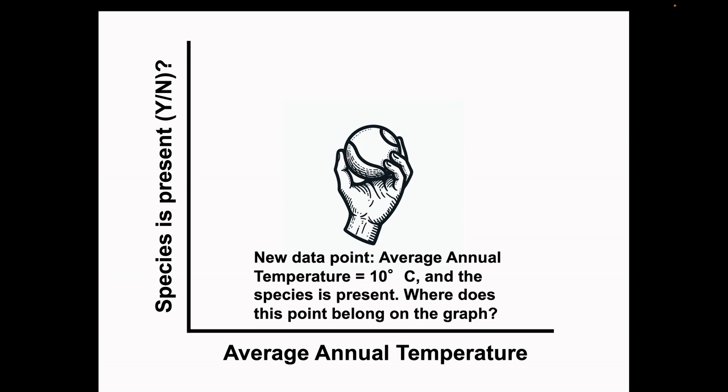So take a look at your screen here for a second and think about that. You may have recognized that it's not apparent how we would put this data point on our graph. You're used to thinking about graphs in terms of the x-axis being a continuous variable and the y-axis being a continuous variable. But species presence, which is a yes or no, is not a continuous variable. So it's not clear where we would put our data point on this graph.